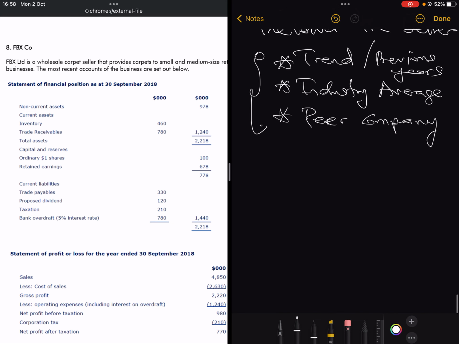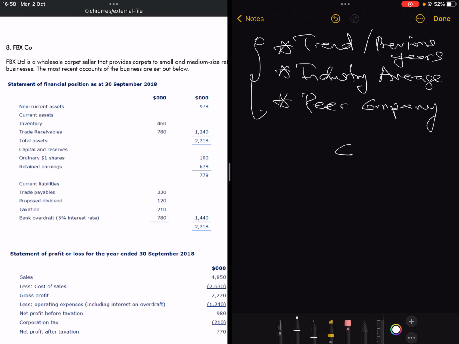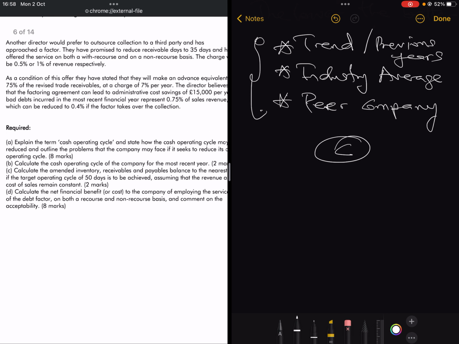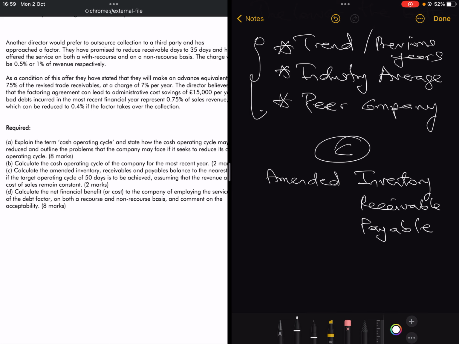Now, the last part of the question we'll look at in this video is section C. Section C says, calculate the amended inventory. So we need to calculate the amended inventory, amended receivable balance, and likewise the amended payable balance. All of this.